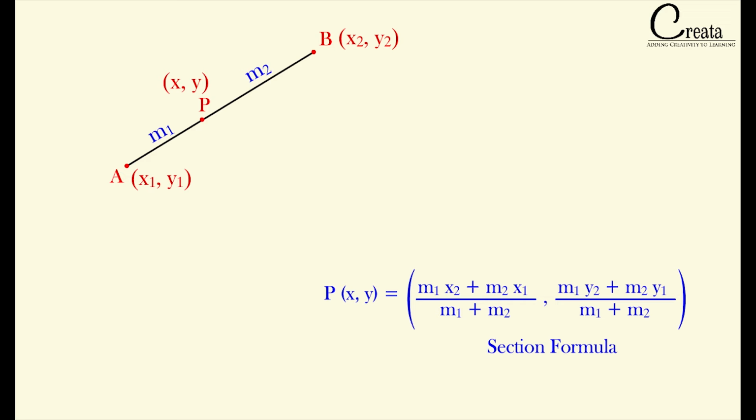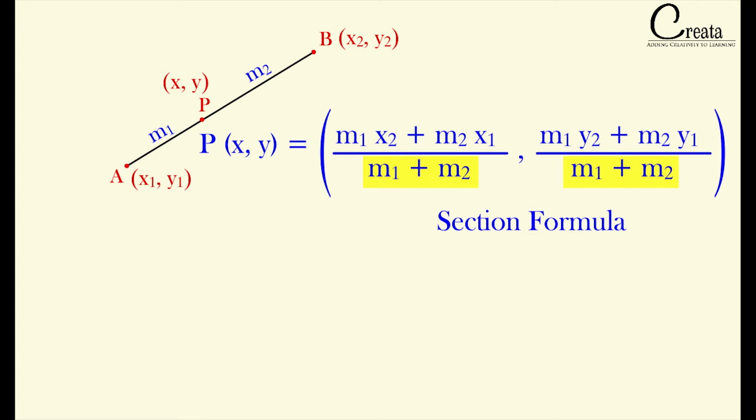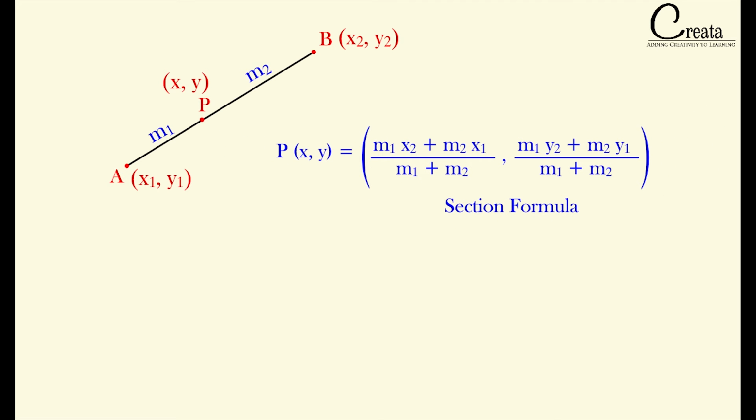Okay, you have to remember this formula. Just look at this formula. m1 plus m2, that is the addition of the ratios, is the same in the denominator. Further, in the numerator, m1 and m2 are also common in both the terms. Just remember x2, x1, y2, y1. This is the section formula.